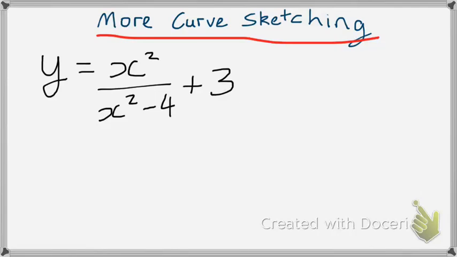Hello, so the first video for tonight is going to be following on from curve sketching, and as you can see I've already picked a curve there. So going y equals x squared on x squared minus 4, plus 3.